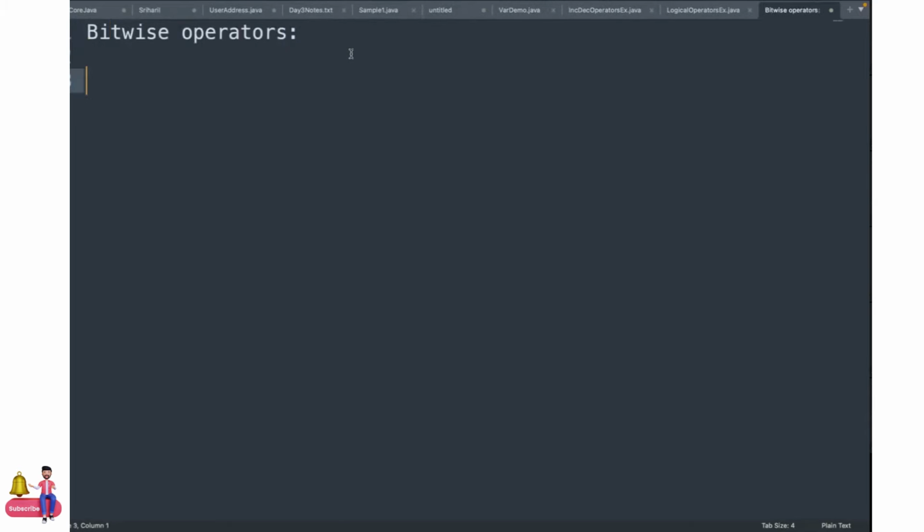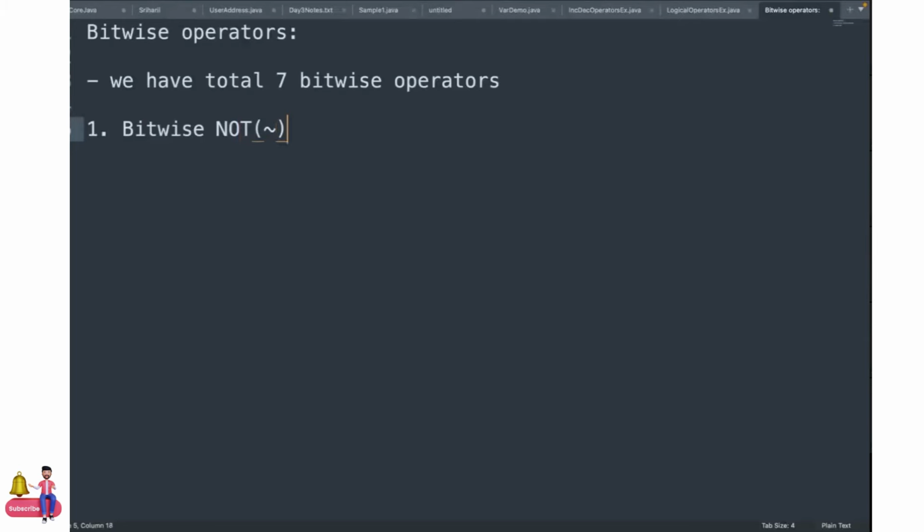We have a total of 7 bitwise operators. So what are they? One is bitwise not, which we call tilde. We have an operator called bitwise not, and that is represented using the symbol tilde. This is the symbol which we need to use for doing the bitwise not operation.